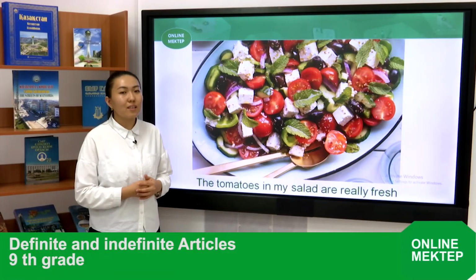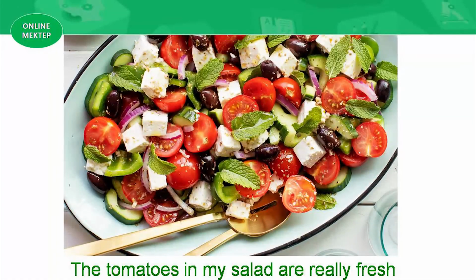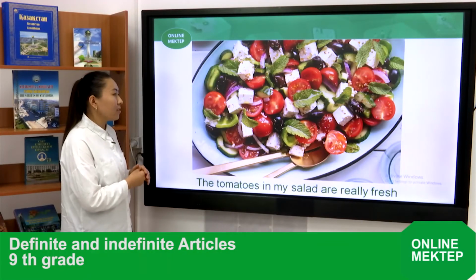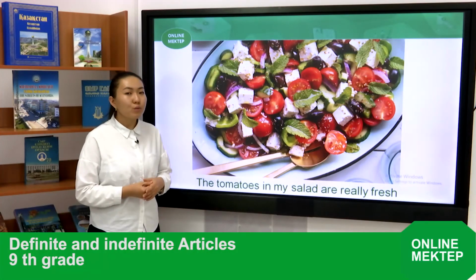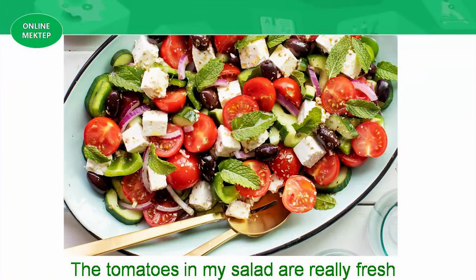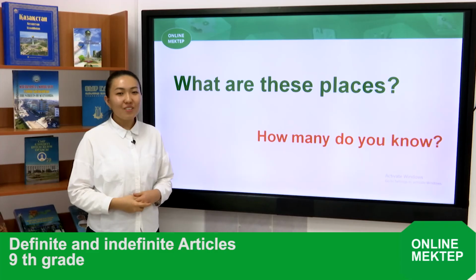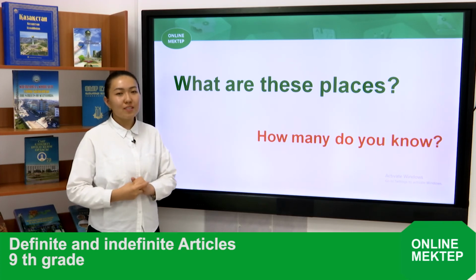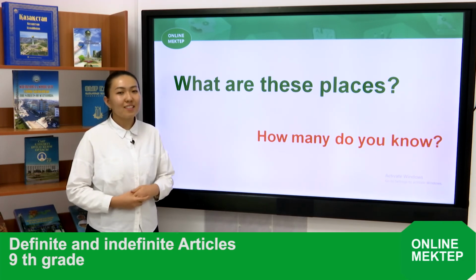Here I have also an example about tomatoes. Here I used the article the: The tomatoes in my salad are really fresh. Why did I use this article here? Because I am talking about the tomatoes that are in my salad. Maybe 25 of them, the tomatoes on my plate. I have specific information. That's why I used the article the. Now I have finished the first part of my lesson. Let's start the second one.